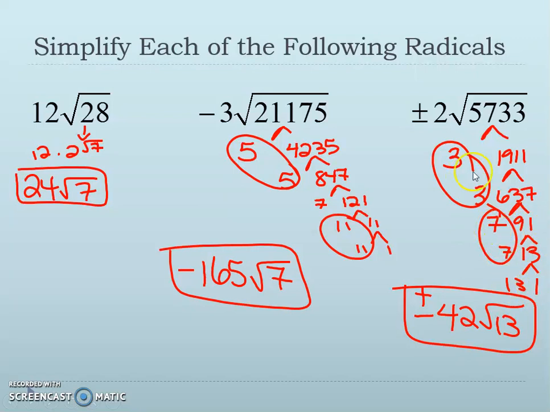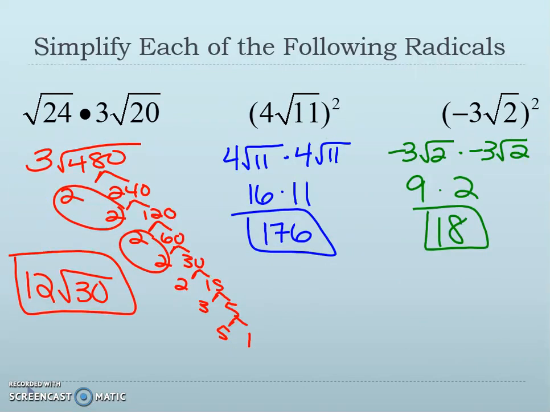So 3 and 7 are pairs. You circle the pairs. You're going to multiply 3 times 7, which is 21. And then you already have 2 there. So you're going to do 21 times 2, which is 42. And then you have 13 times 1, which is 13 as a leftover. So the leftover goes inside the radical.